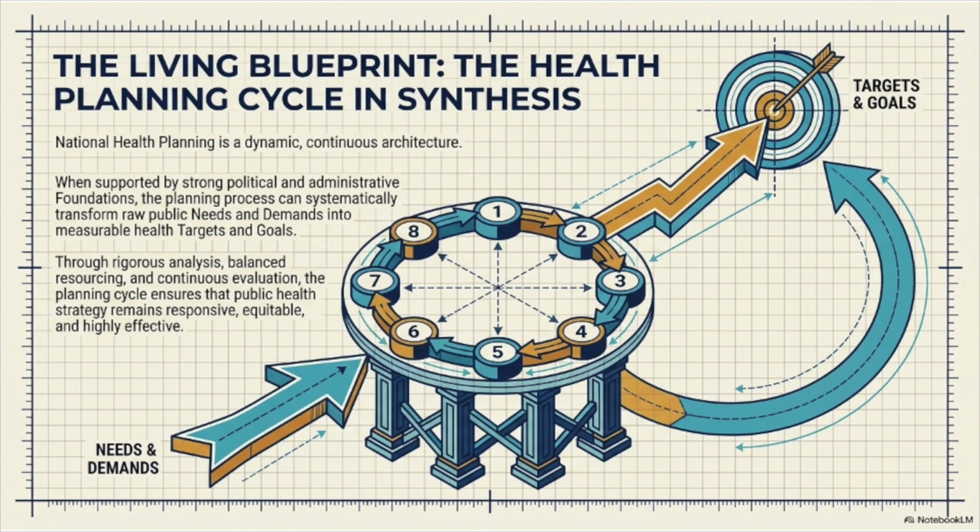To summarize everything we have discussed, national health planning is a dynamic and continuous architecture. When it is supported by strong political and administrative foundations, the planning process can systematically transform raw public needs and demands into measurable health targets and goals. Through rigorous analysis, balanced resourcing, and continuous evaluation, the planning cycle ensures that public health strategy remains responsive, equitable, and highly effective. Hope you have understood about the given topic, health planning.